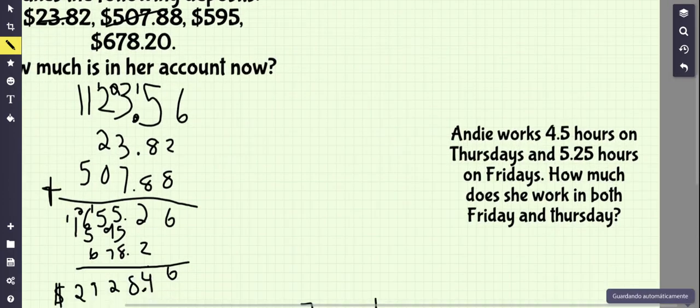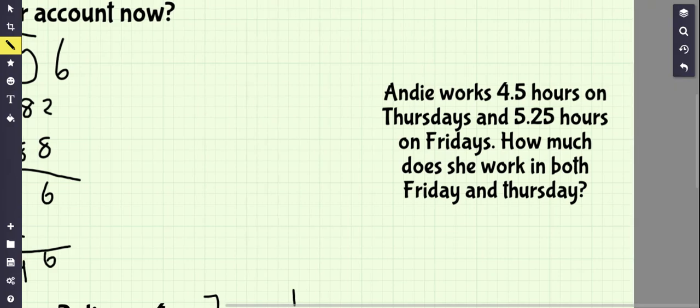I want you to try this problem. It says that Andy works 4.5 hours on Thursdays and 5.25 hours on Fridays. How much does he work on both Friday and Thursday? So I want you to try to solve it.